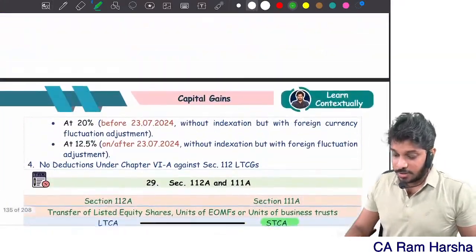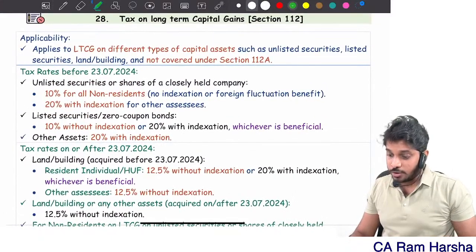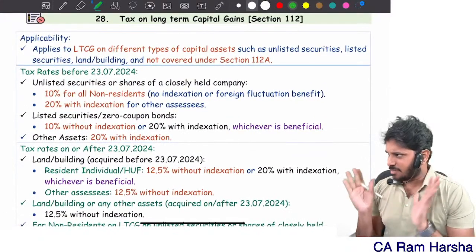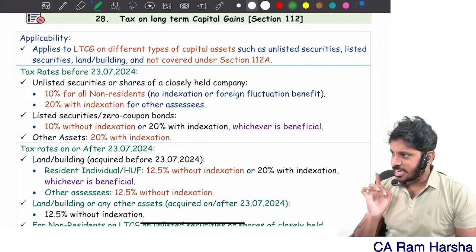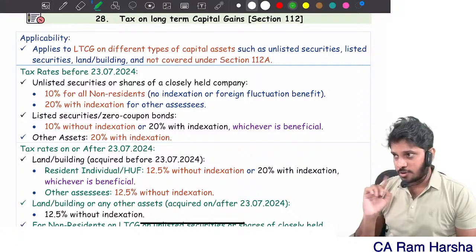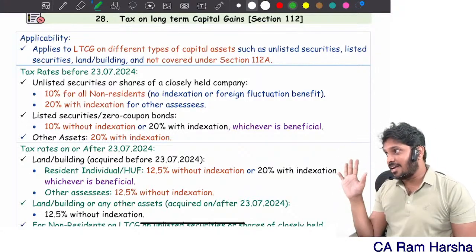No. Now, there is another tax rate, section 112 tax rate. Sir, I am selling some assets, but not listed equity shares, not listed equity oriented fund, not units of business trust. Some other asset I am selling. If it is a short term capital gain, straight away normal rate.